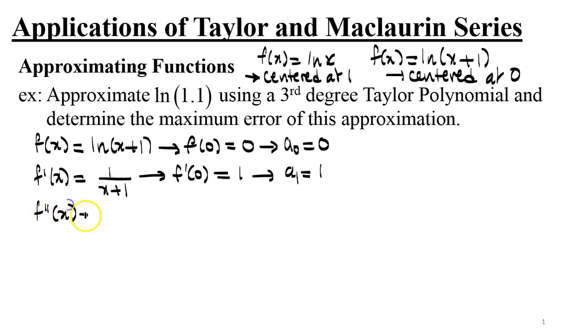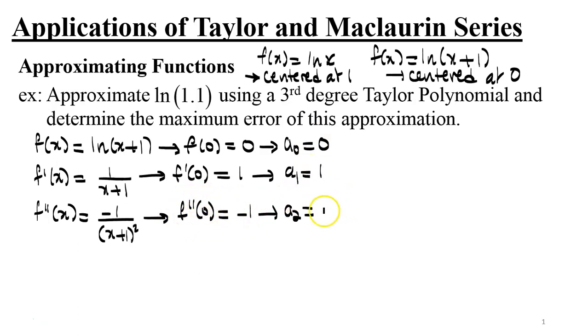As for the second derivative, now that is in the form 1 over u. So 1 over u has a derivative of negative 1 over u squared times u prime. Again, u is still x plus 1. So the second derivative is negative 1 over x plus 1 all squared. So that would lead you to a second derivative at 0 equals negative 1. And the third Taylor coefficient would be negative 1 over 2 factorial, which is negative 1 over 2.